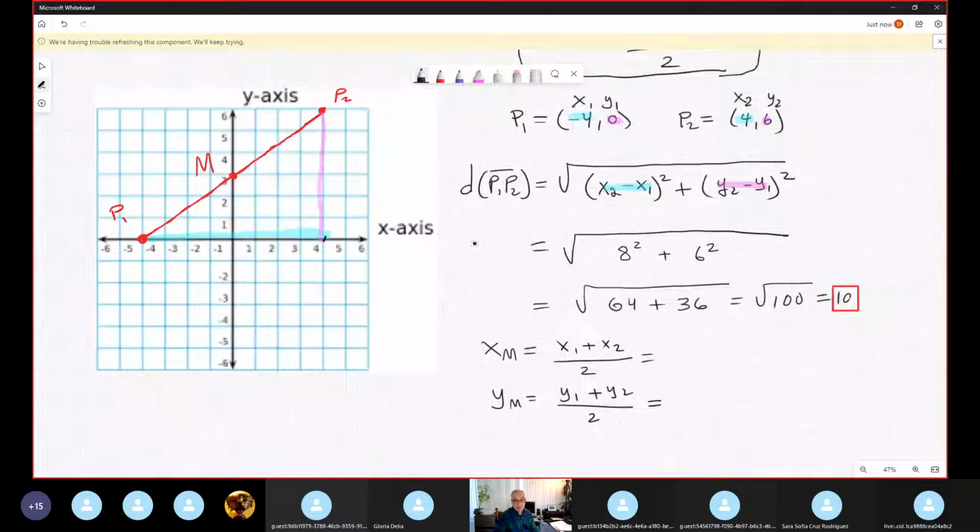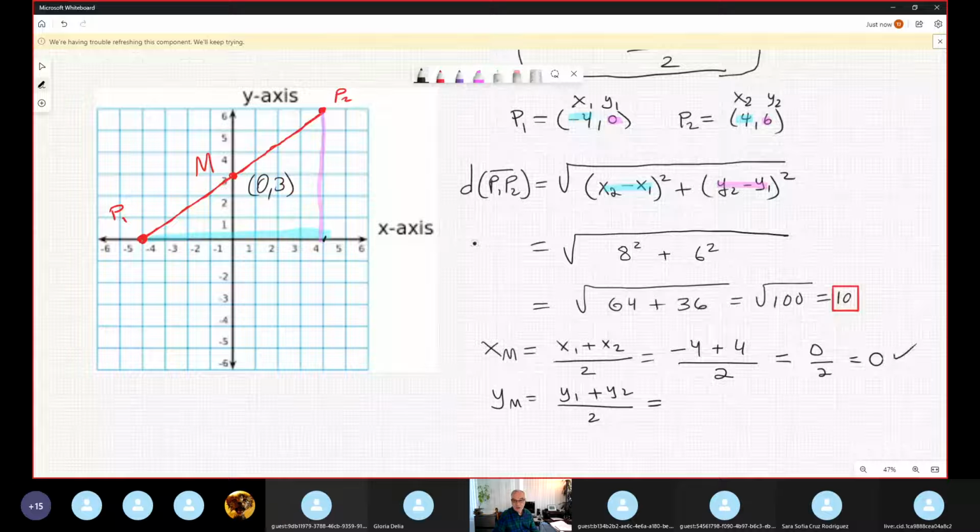Now the component for P1 is -4, that's x1, plus +4, that's x2, divided by 2. Wow, it's 0, because 4 minus 4 is 0, and 0 divided by 2 is 0. And this is logical. According to the symmetry of the figure, the midpoint I predicted at the beginning is located at the point 0,3. Therefore, the x component is 0. Exactly, we get that.